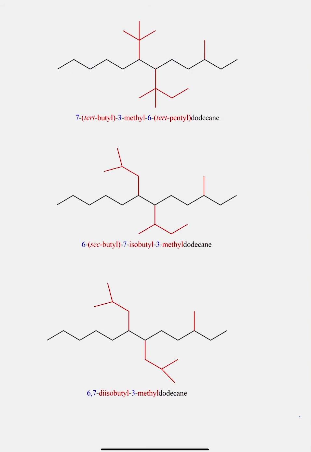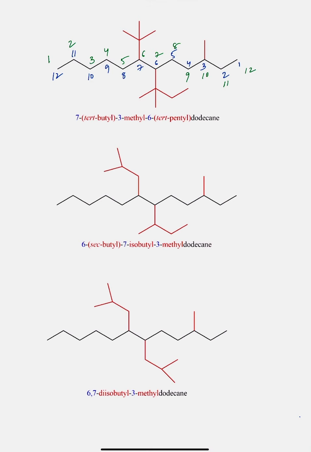Now, should I number it from the left or from the right? If you look at the structure, you can guess that most of the substituents are towards the right and not towards the left. Let me take a pen and do it for you. This is 1, 2, 3, 4, 5, 6, 7, 8, 9, 10, 11, 12. This is blue. Let me number the other way using some other color, say green. 1, 2, 3, 4, 5, 6, 7, 8, 9, 10, 11, and 12.